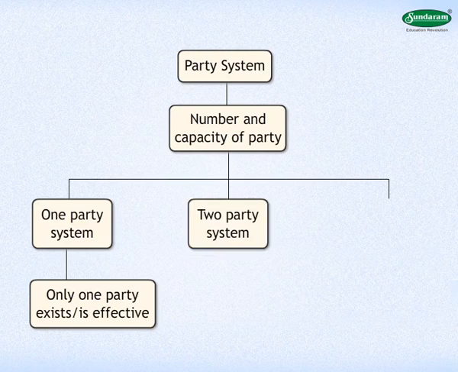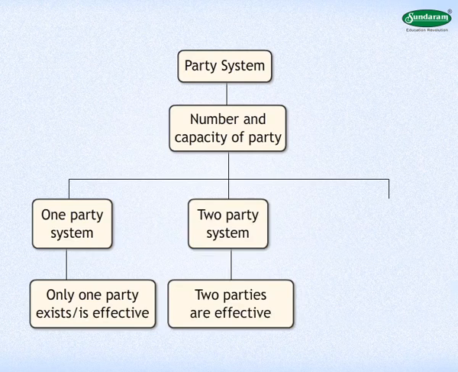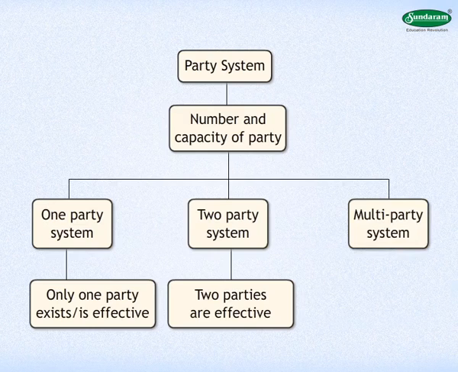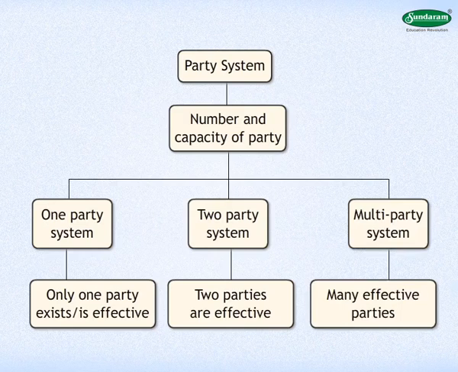In a two-party system, two parties are effective. Both the parties have the capacity to form the government. A multi-party system has many effective parties and they compete with each other for power.